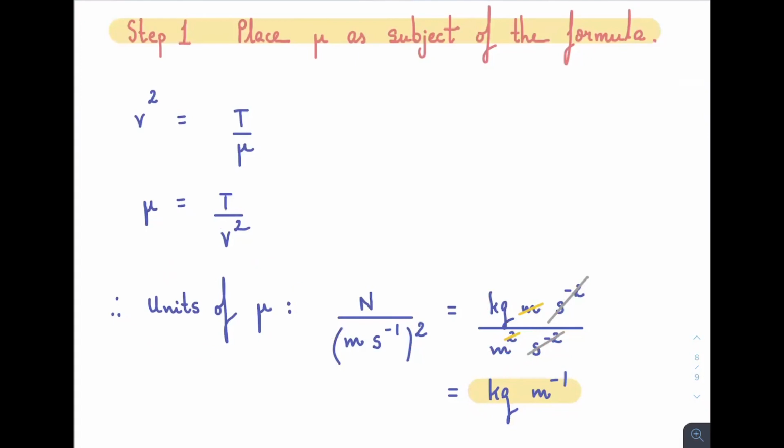And it is correct, obviously, because mu in fact means mass per unit length. So mass on length should give us kilograms per meter.